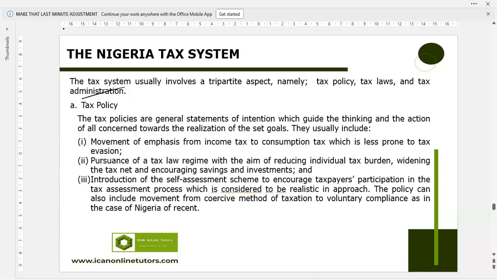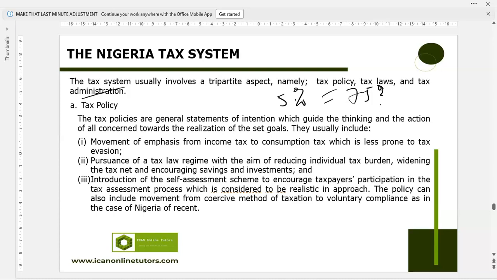Under this movement of emphasis from income tax to consumption tax, I make use of the Finance Act of 2019, where there was exemption for some companies, especially those that have revenue of 25 million and below. Then for those earning above 25 million naira but less than 100 million naira, they pay income tax at 20%. Those earning above 100 million naira pay income tax at 30%. But consumption tax, the value added tax rate, was reviewed from 5% to what? To 7.5%. So that is a shift. Then we have the law regime. We have the introduction of the self-assessment scheme.